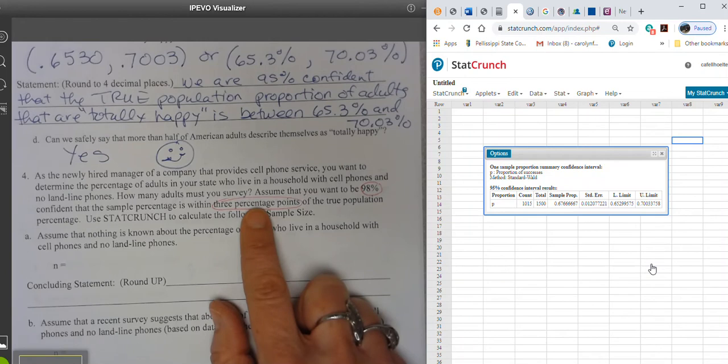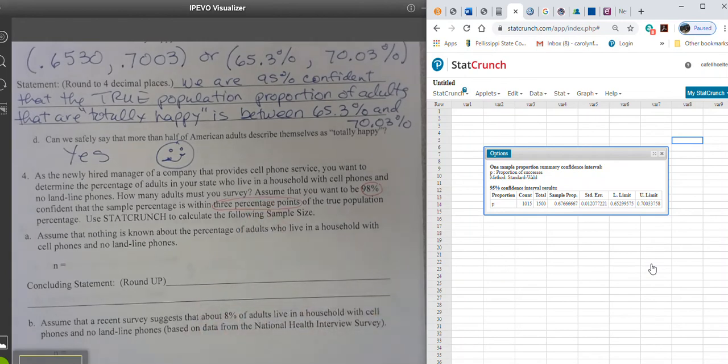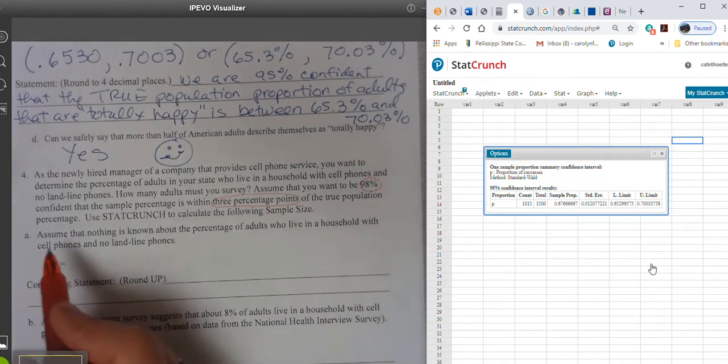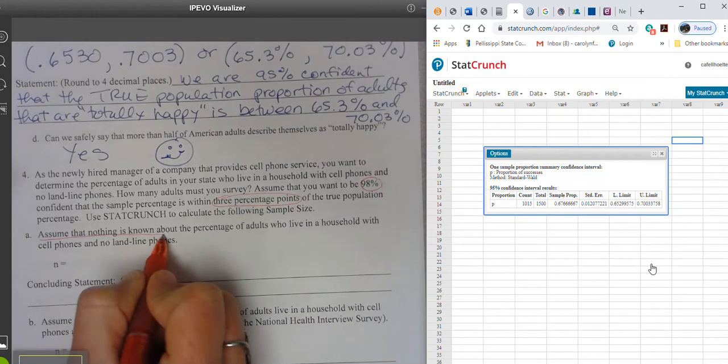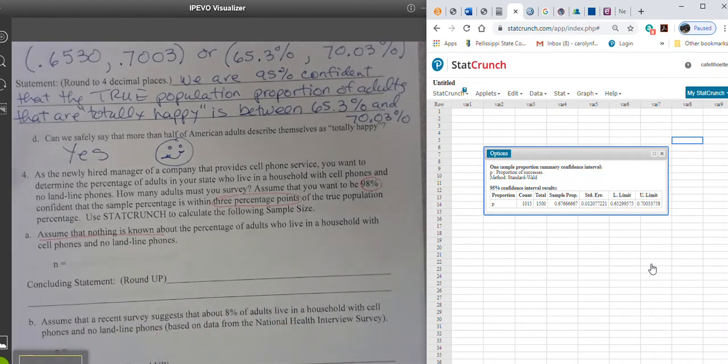So what do we do? How many people do we need to ask is what this question is talking about. Now, this part A is different from part B. Part A says, assume that nothing is known about the percentage of adults who live in a household with cell phones and no landlines. Okay, so it's like we know nothing about this.